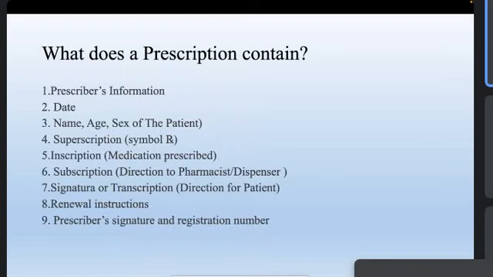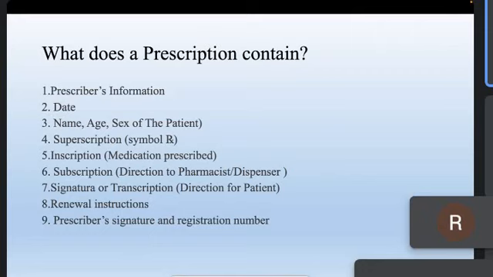So prescription will contain a prescriber's information, the date, name, age, and gender of the patient. You have superscription, which is the symbol Rx, that is take thou. Then comes the body of the prescription, that is the medication which is prescribed. It is also called as inscription. Then it is subscription, that is the direction which is given to a pharmacist. Then it is signature or transcription, that is direction for the patient. And then you have renewal instructions. You have prescriber's signature and registration number.